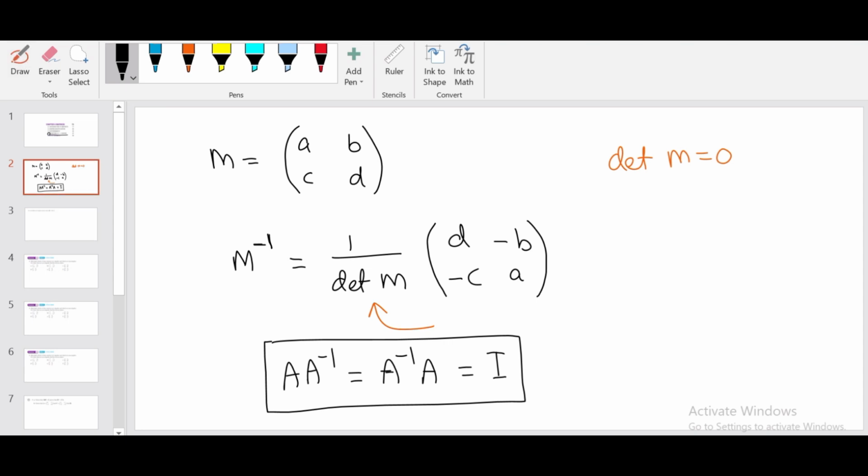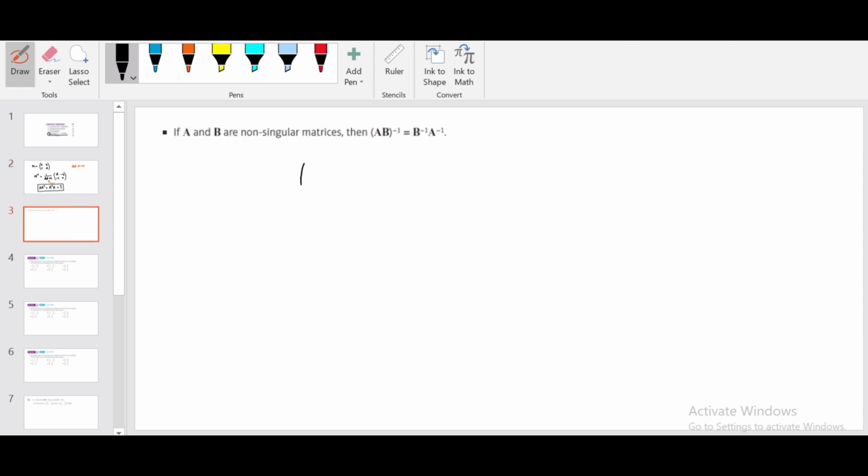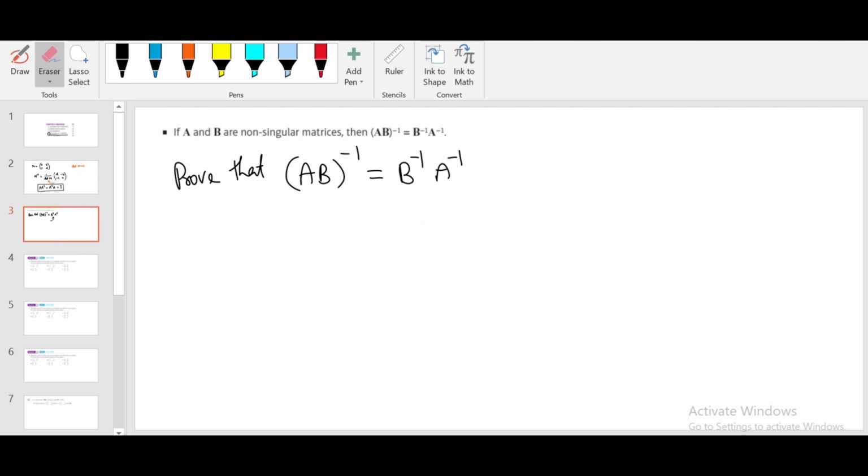When you take two matrices A and B, you multiply them first and find the inverse matrix, which will be the same as finding the inverse matrices separately and multiplying them, but you need to multiply them in the same order: B inverse times A inverse, not A inverse times B inverse. Understand? This is one of the proofs given in the textbook. In the textbook page number 88, you can see example 12. They might ask you to prove that (AB) inverse is equal to B inverse times A inverse.